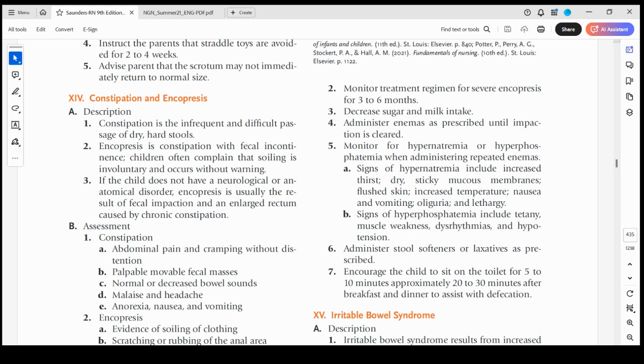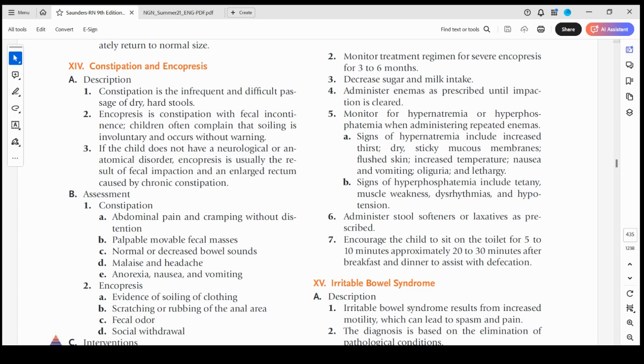Encopresis is constipation with fecal incontinence. So it did mention that the child recently had a history of that and recently was treated for that. Children often complain that soiling is involuntary and occurs without warning. So they can just suddenly have stool that comes out and they're incontinent, and then they kind of go between constipation and fecal incontinence. If the child does not have a neurological or anatomical disorder, encopresis is usually the result of fecal impaction and an enlarged rectum caused by chronic constipation.